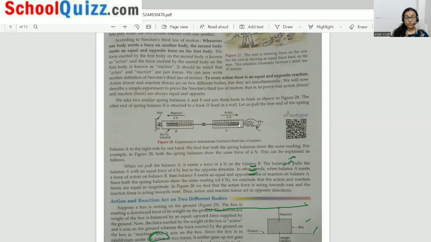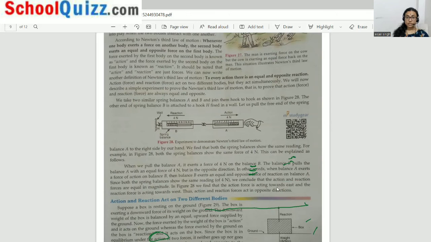The same force will be exerted by the object on you also, whatsoever you apply, and that will always be an equal force. Clear? We concluded that the action and reaction forces are equal in magnitude. Equal in magnitude. Suppose you applied 4 Newton force on the wall. The wall will also apply 4 Newton force on you.